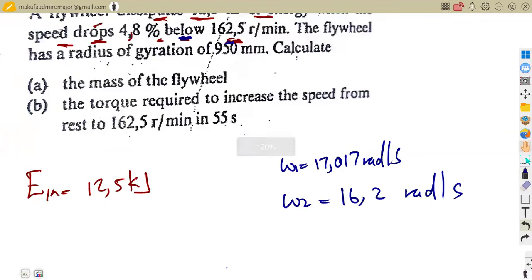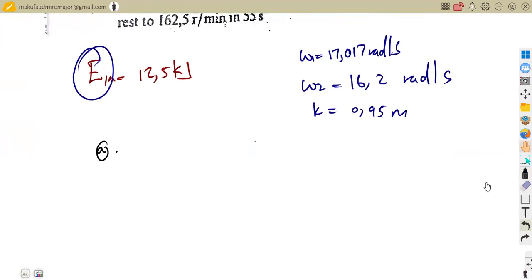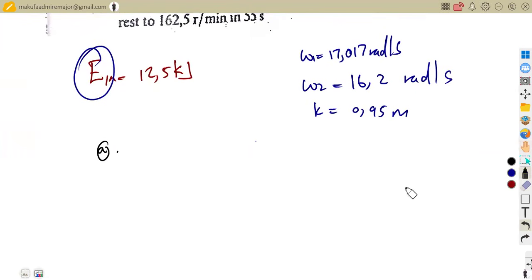The radius of gyration, which is k, is given as 950 millimeters, that's 0.95 meters. Calculate the mass of the flywheel. Where can we put the mass? Why are they giving us kinetic energy, which is the one they have been asking us to calculate before? They cannot just give us this for granted. They want us to use it. So perhaps there is mass there in kinetic energy, and truly it is there, because remember, when there is a change in this, that is going to be half of I, times omega 1 minus omega 2.